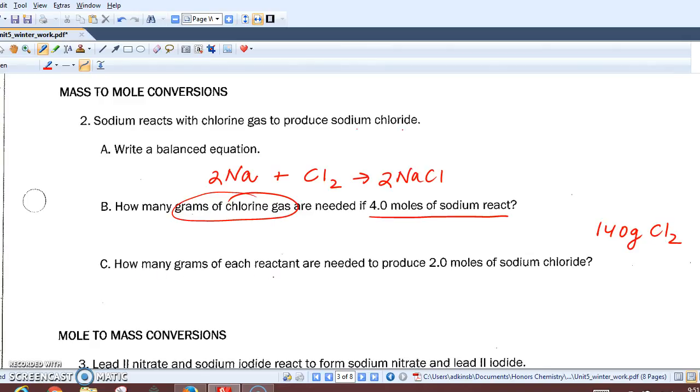And in part C, how many grams of each reactant? So we have 2 reactants, so we need to solve for both, would be needed to produce 2 moles of sodium chloride. So your answers there are 46 grams of Na and 71 grams of Cl2.